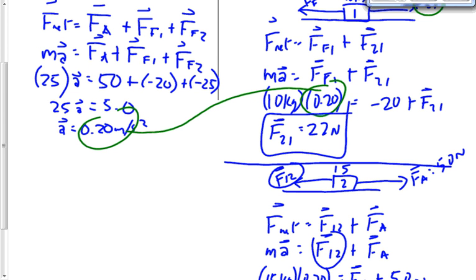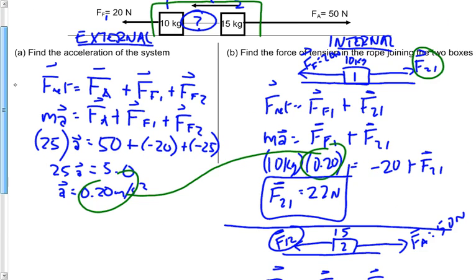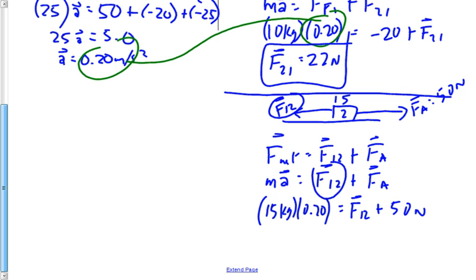William's right. The other force that acts on this is that force of friction. That's going to be the 25 Newton force of friction, FF2. It's acting this way. So we missed one here. It's F12 plus FA plus FF, and that's going to be a negative 25 newtons.